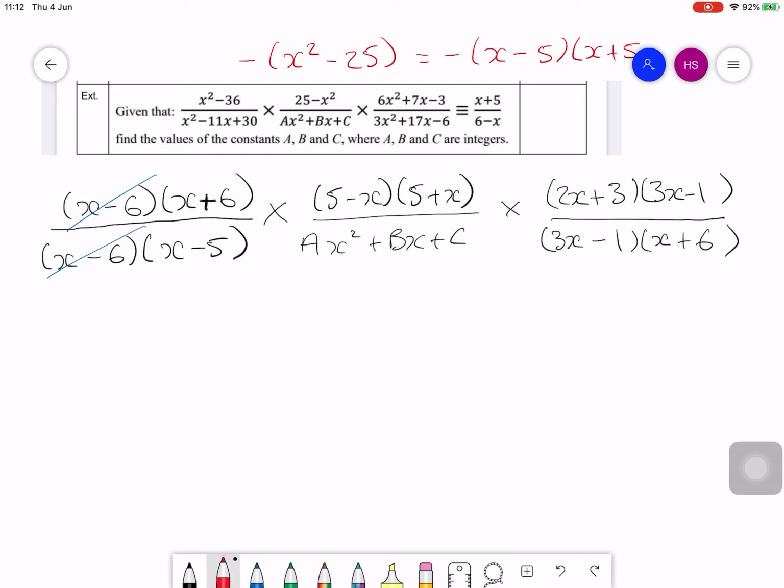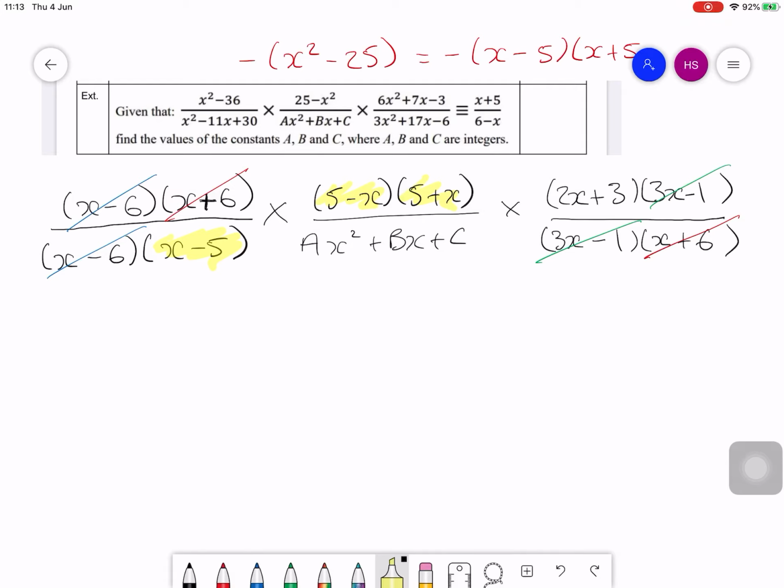So yeah, because I'm multiplying all these together, I can cross cancel across any of these fractions. So that x plus 6 will cancel with that x plus 6. The 3x minus 1 can cancel with the 3x minus 1. And I just need to be really careful when I'm looking at this, because x minus 5 doesn't actually cancel with either of those, although they do look quite similar.